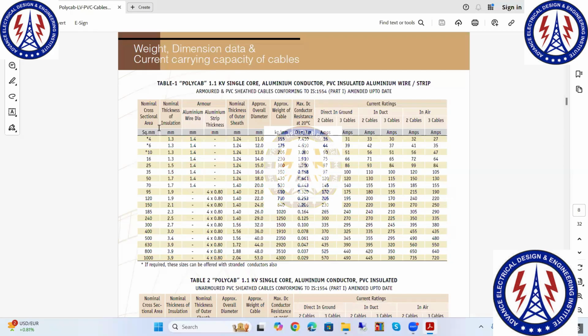Okay. Whenever we are procuring the cable, we are getting some mechanical as well as electrical properties from the vendor. Means what is the current rating, what is the cable resistance, cable reactance. So these properties we will get.